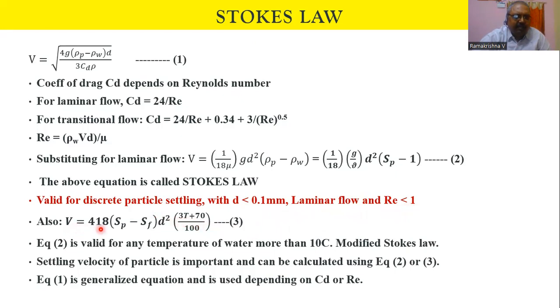V is equal to 418 (Ss minus Sf) d square (3T plus 70) by 100. T is the temperature of the fluid in centigrade. Sf is nothing but specific gravity of the fluid. Usually we take water, so Sf is equal to 1. So it becomes 418 (Ss minus 1) d square (3T plus 70) by 100. And this is applicable for temperatures more than 10 centigrade.